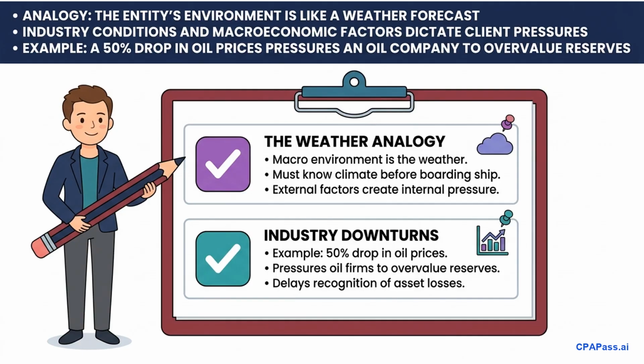For example, if you are auditing an oil company and global oil prices drop by 50%, that is a massive external risk. This downturn pressures management to overvalue their oil reserves or delay recognizing impairment losses to keep their financial statements looking healthy. Understanding this outside pressure helps you spot where management is highly motivated to make aggressive accounting choices or commit fraud.